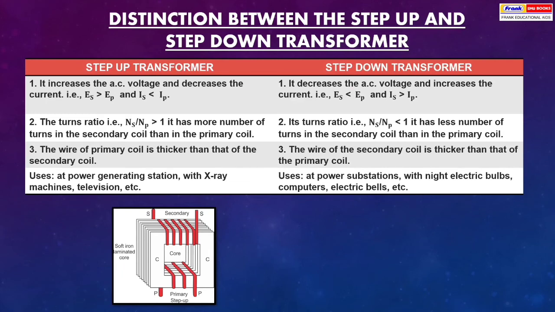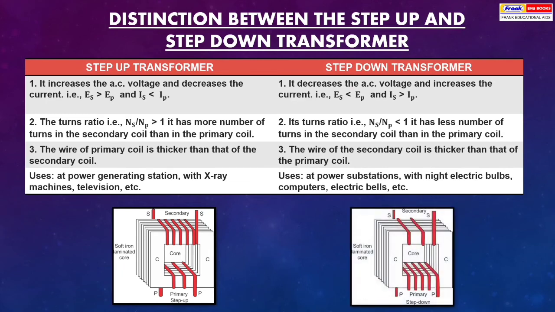Step-down transformer: it decreases the AC voltage and increases the current. Its turns ratio is less than 1, that is, it has fewer turns in the secondary coil than in the primary coil. The wire of the secondary coil is thicker than that of the primary coil. Uses: at power substations, with night electric bulbs, computers, electric bulbs, etc.